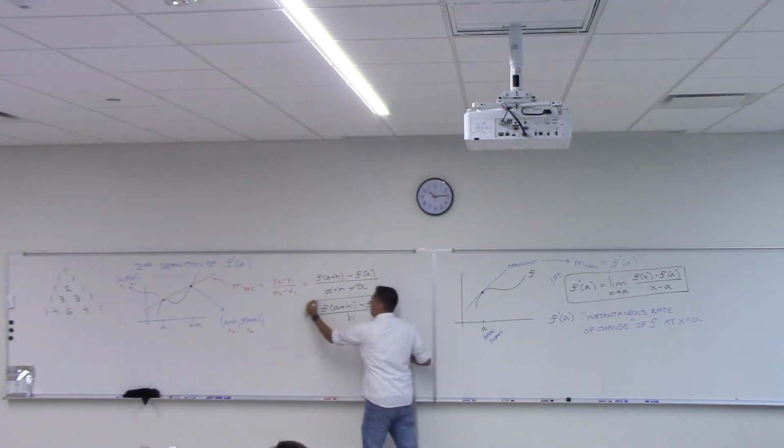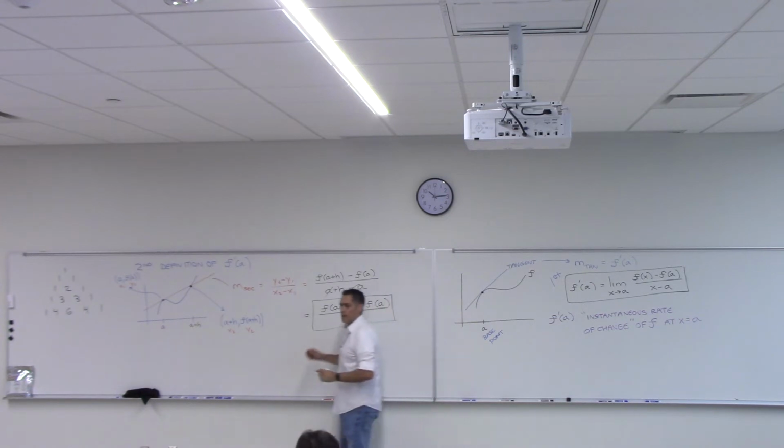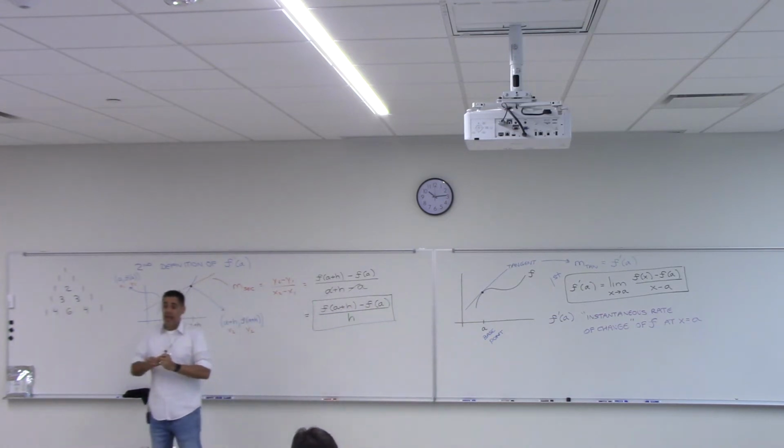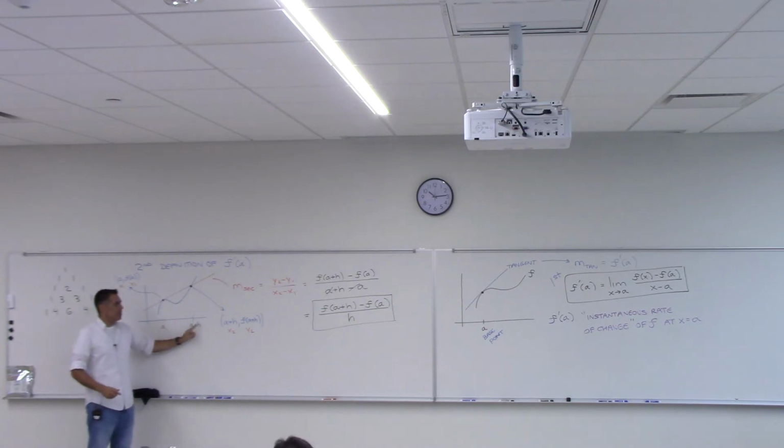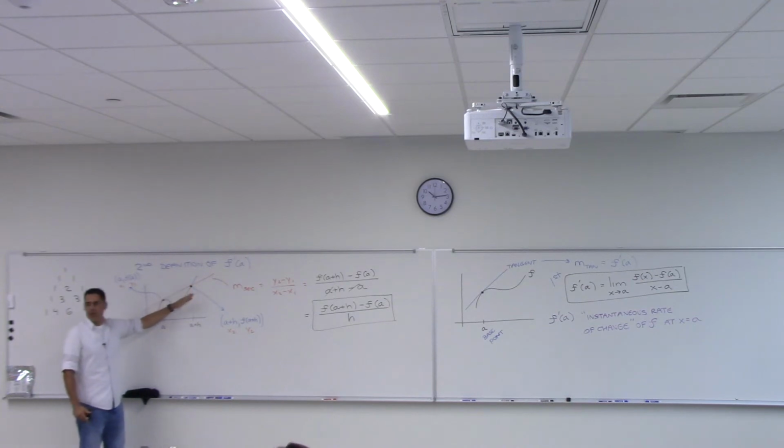Does everyone see that calculation right there? If I gave you a function, and I gave you a, and I gave you a plus h, that would give you the slope of the secant line between the 2 points. That's not what we're interested in, right? We're interested in the slope of the tangent line.